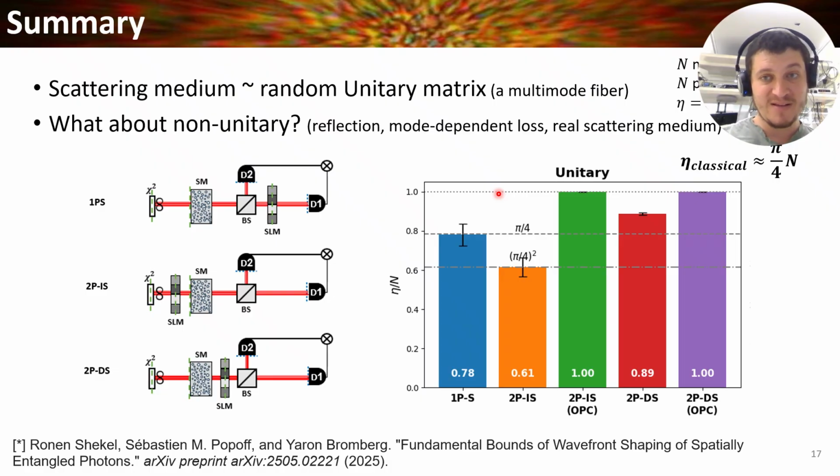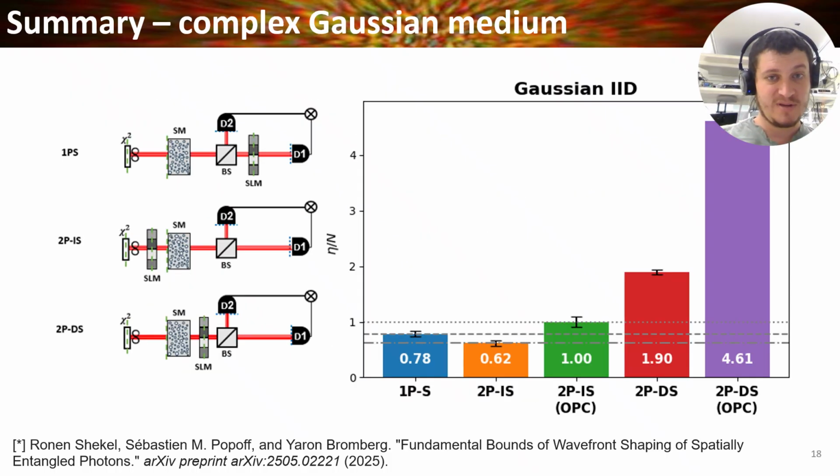However, in real life, things aren't always unitary. You have some light which is reflected, you can have some mode-dependent loss, and in general, in a real scattering medium, not all the light that is inputted to the scattering medium will actually get to the camera at the other side. In this case, it is common to model the scattering medium as a random Gaussian matrix, where each element of the matrix has a real and imaginary part which have a Gaussian distribution. It turns out that in this case, this self-consistent optimization problem actually yields quite impressive enhancements.